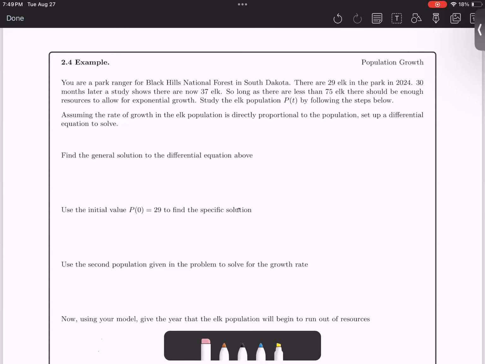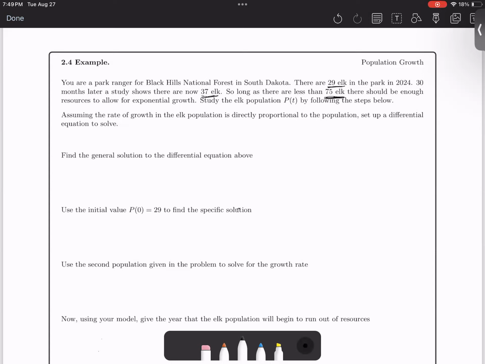Example 2.4 is going to see us solve a separable differential equation which models a real-world example. We have 29 elk in the year 2024. And then 30 months later, we find that there are 37 elk. So the elk population is growing. And as long as we stay underneath 75 elk, there should be enough resources for an exponentially growing elk population.